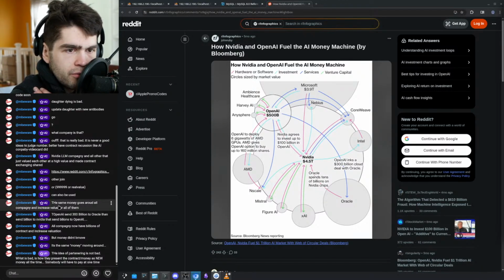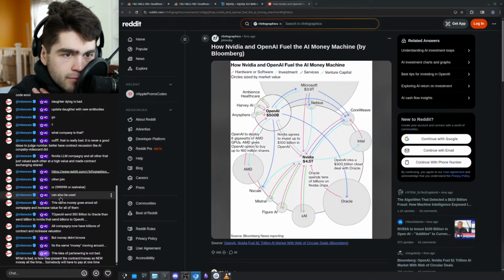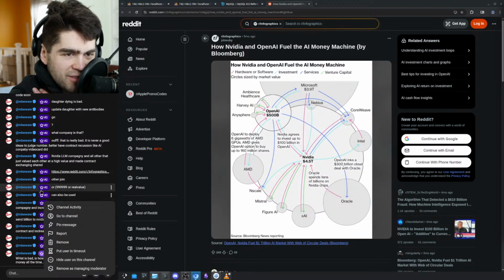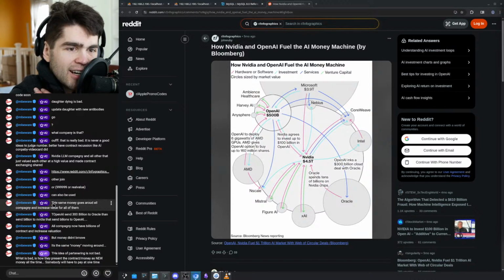Let me just read from the start. I guess we'll get back to this someday. The same money goes around all companies, including OpenAI, sends 200 billion and sends billion. Yes, but that's not what this is, right?